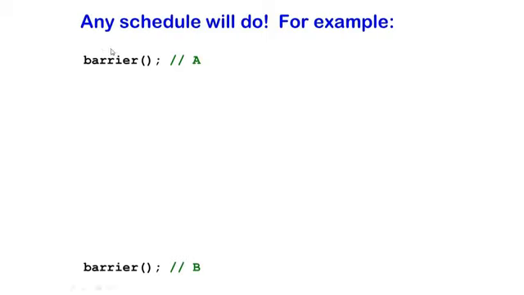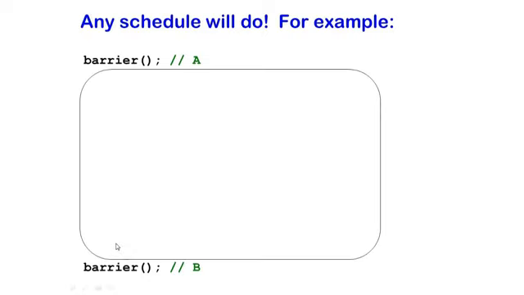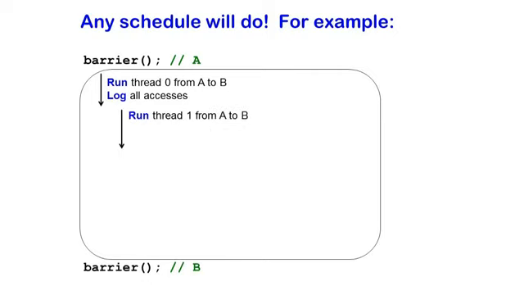Suppose we have a barrier A and a barrier B and some barrier-free region of code between A and B. What we could do is we could just let thread 0 run all the way from A to B. We could log all of the accesses thread 0 makes. So we know exactly where thread 0 read from, exactly where it wrote to. Then we could run thread 1 all the way from A to B, and we could log all the accesses thread 1 makes. And furthermore, we could check these accesses against those of thread 0. And if we find that thread 1 reads or writes from or to a memory location that thread 0 wrote to, then we can abort.